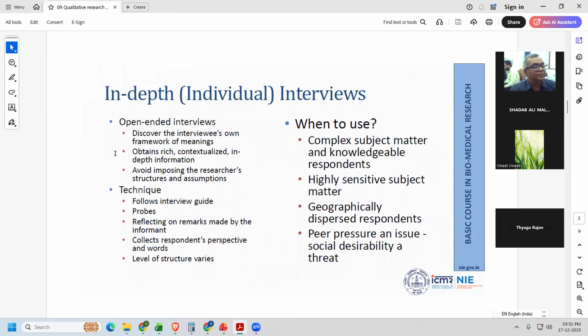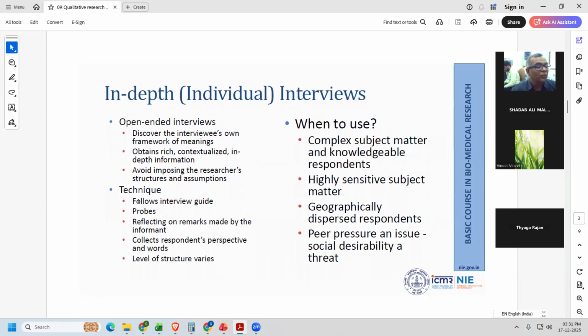So when we want to go for an in-depth interview, we have to use an open-ended interview. And what is the use? It is to discover the interviewee's own framework of meaning. It is to obtain rich, contextualized and in-depth information, and to avoid imposing the research structure and assumptions. What I think has nothing to do with it; what you think is what matters.